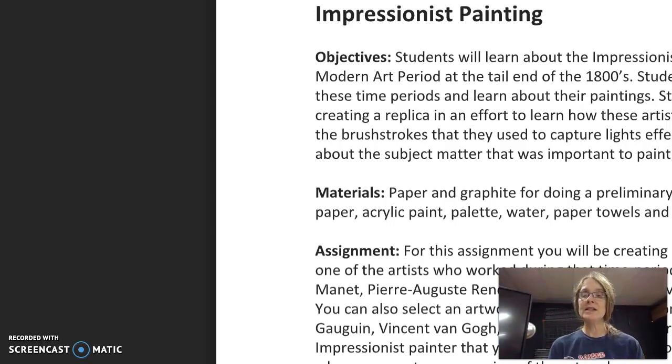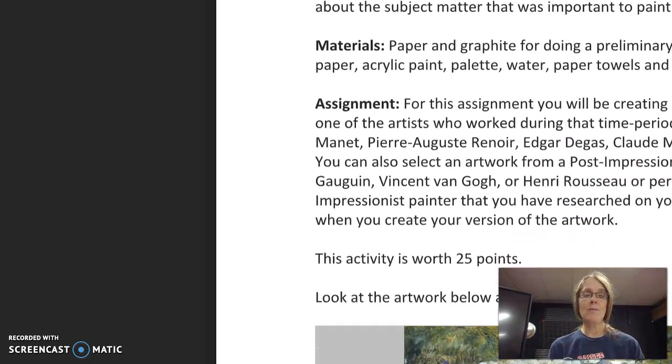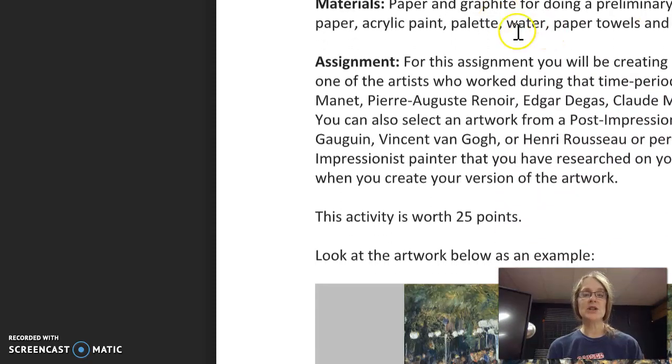So in this example that you see below, here's a list of the materials: paper, graphite for doing the preliminary quick sketch, watercolor paper, or you can use canvas panels, a thick paper, that's why I said watercolor paper, acrylic paint, palette, water, paper towels, and brushes.